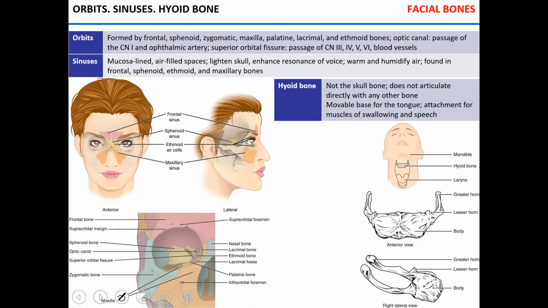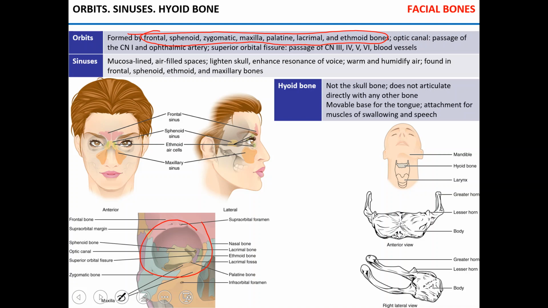Now a few more structures in the skull. Orbits. Orbits are formed by 7 different bones. You don't need to memorize them all. So this is the orbit. You can see how many bones contribute to the formation of the orbit.